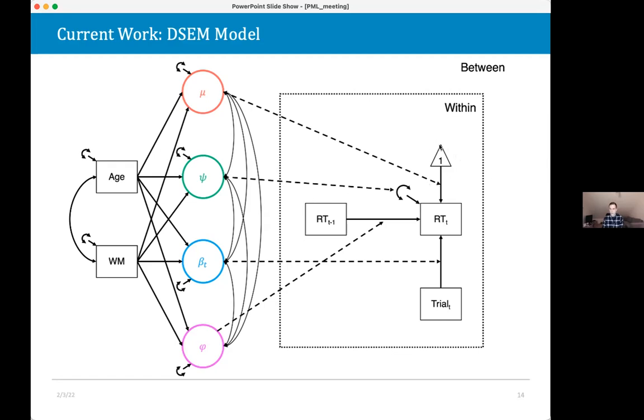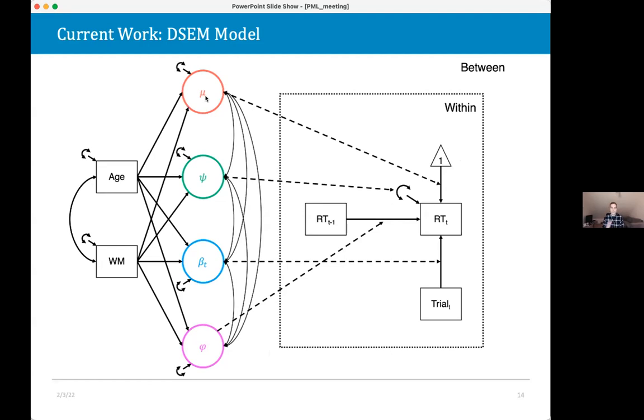And then we're going to model the intercept and the intra-individual variability of reaction time. So that's the within person model. But then we're going to use a second level, the between person level, to model inter-individual differences in these processes at the trial level.